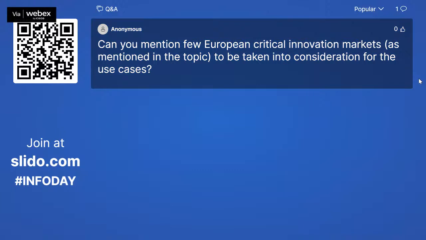Can you mention a few European critical innovation markets, as mentioned in the topic, to be taken into consideration for the use cases? Yes, the notion of innovation markets that we have adopted under Destination 2 is to talk about markets of products that are manufactured, where we see the impact of advanced materials, markets that would benefit from the development of advanced materials. These innovation markets that are considered in the Materials 2030 Manifesto are 9. They are healthcare and medicine, sustainable construction, new energy, sustainable transportation, home and personal care, sustainable packaging, sustainable agriculture, sustainable textiles, and electronic appliances. This does not mean that we need to cover all the applications.